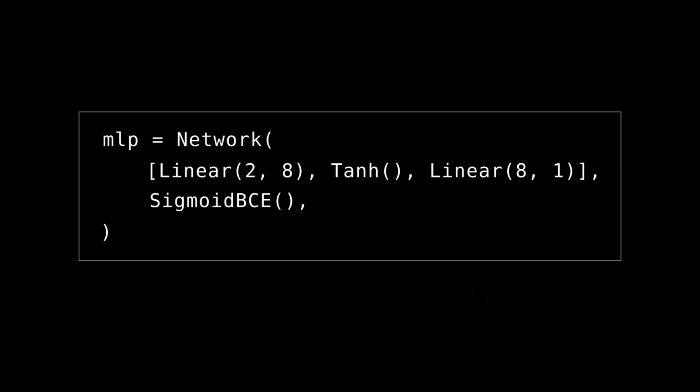A network is a list of layers, plus a loss. The list is a linear layer, a tan, and a second linear layer. The loss is sigmoid with binary cross-entropy, exactly the one we used for logistic regression. There is no new class here, no special multi-layer object. The depth is just 3 items in a list instead of 1.